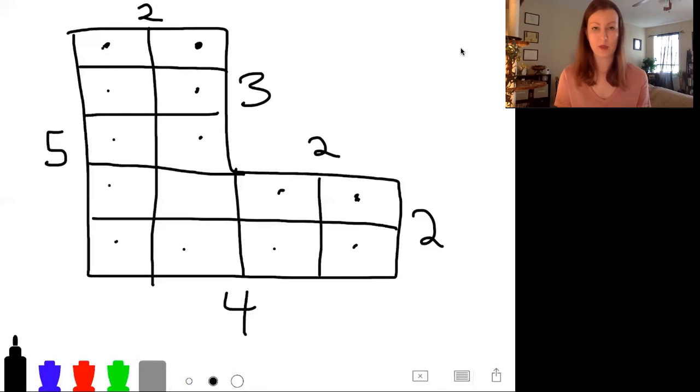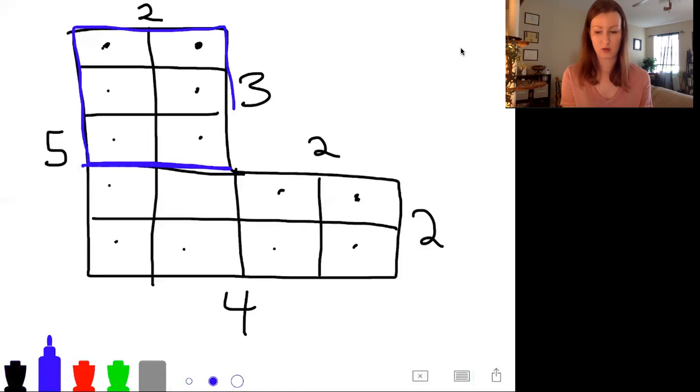Now, remember what I said, the easiest way to do an irregular shape is going to be to split it down the middle. Find the middle line and now break them apart. There's your first shape and then your second shape.